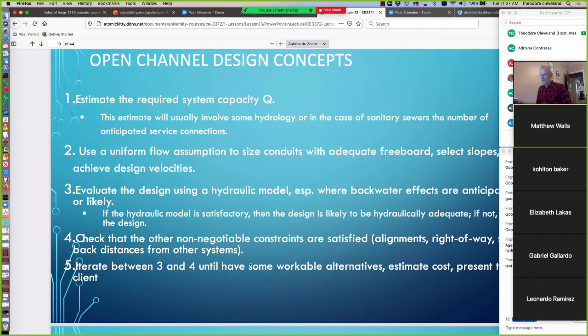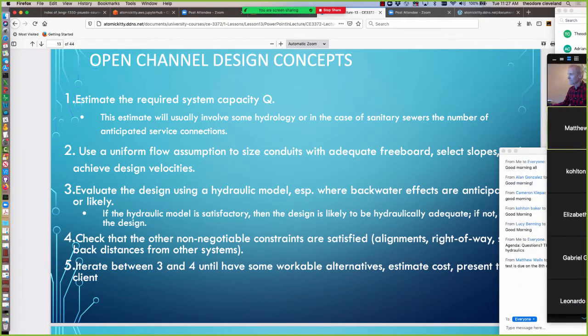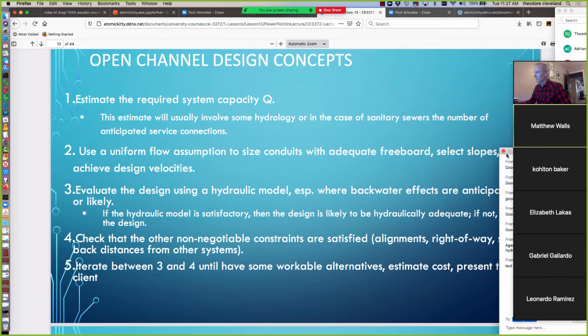And then you would want to check that the other non-negotiable constraints are satisfied: alignments, right-of-ways, setback distances from other systems, and so forth. Have you met your aesthetic requirements? Have you done the necessary archaeological survey and so forth? And step 5 would be iterating between 3 and 4 until you have some workable alternatives. Workable meaning they're hydraulically acceptable, and there's something that you could design and build for your client. And then you make cost estimates, present to the client, and let them make a decision.